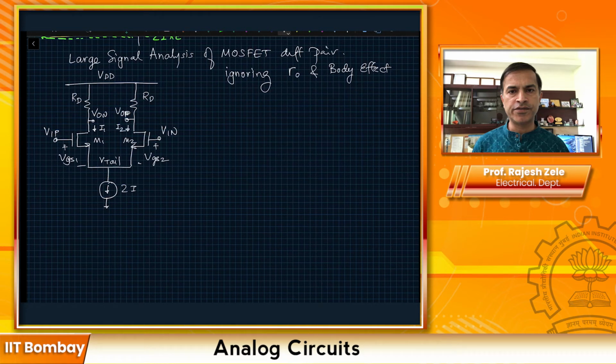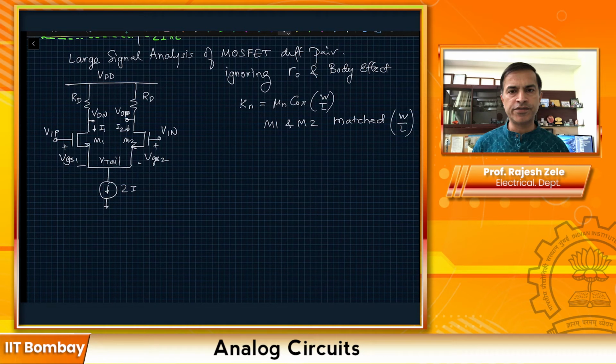For this particular analysis, we are also going to make another approximation. Not approximation, it just makes our equations a little bit easier. So we call Kn equal to mu n Cox W by L of the transistor. In this particular case, we are saying that M1 and M2 are both matched and have the same W by L, that's their device size. So let's write all the basic equations.